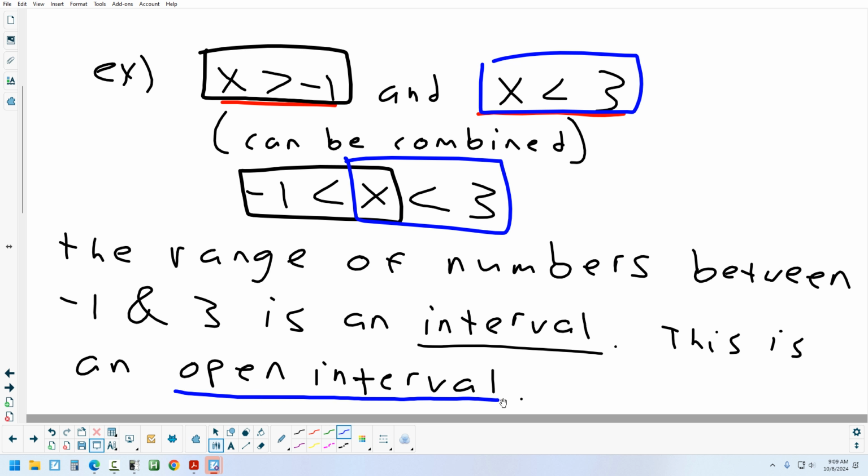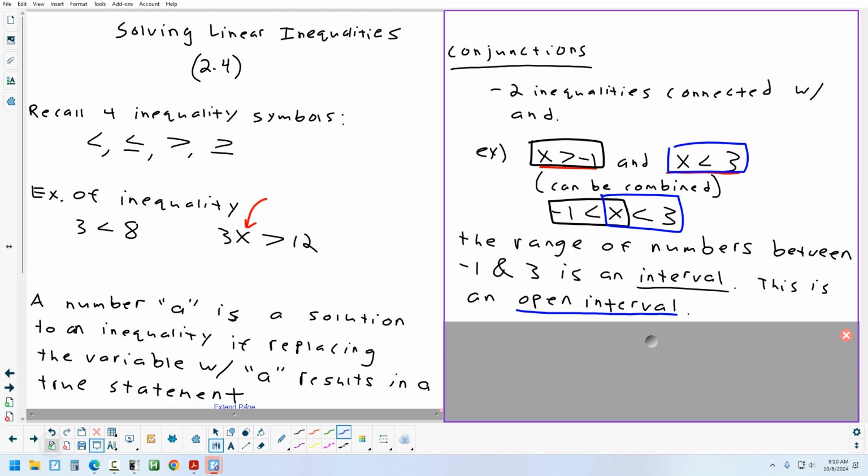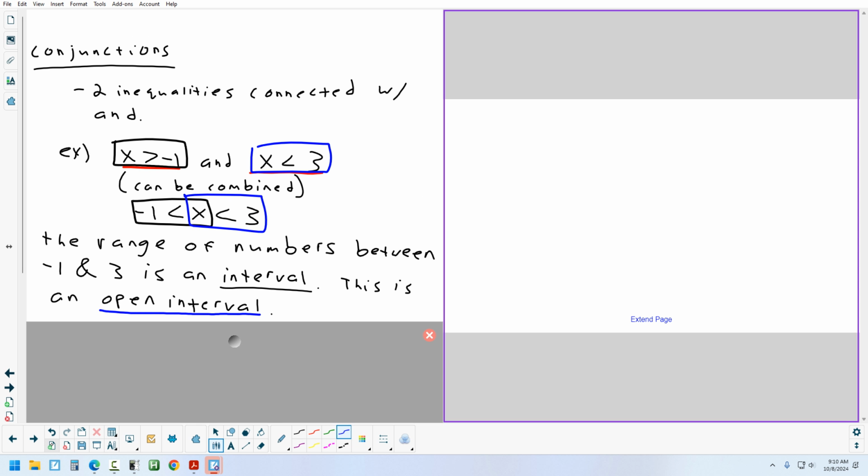Let's take another one and see if we can combine it together. Let's say x is greater than 4 and less than or equal to 10. Okay, how would I combine that into one inequality with an x in the middle?